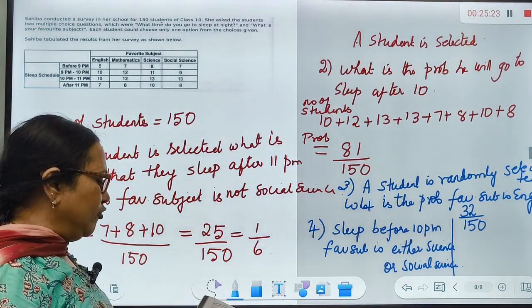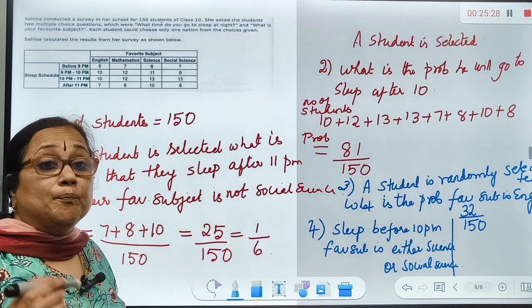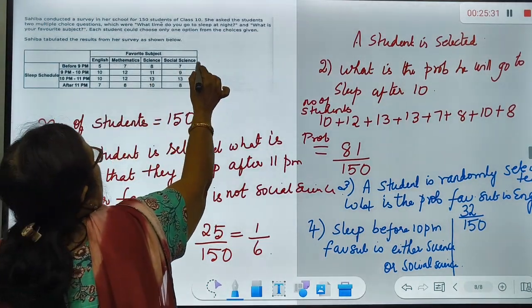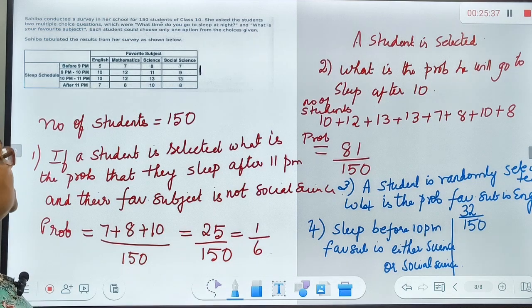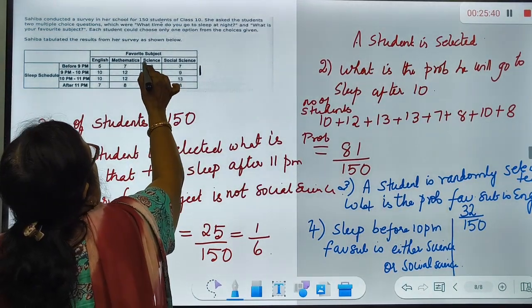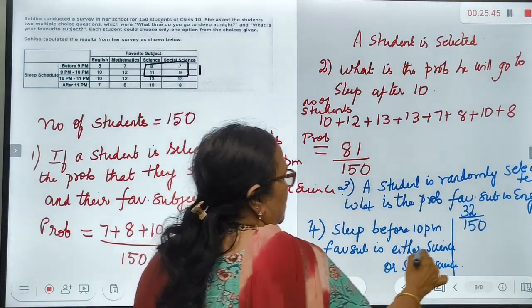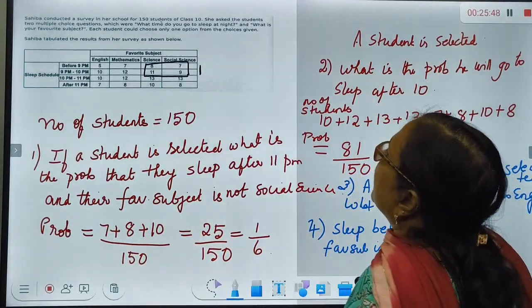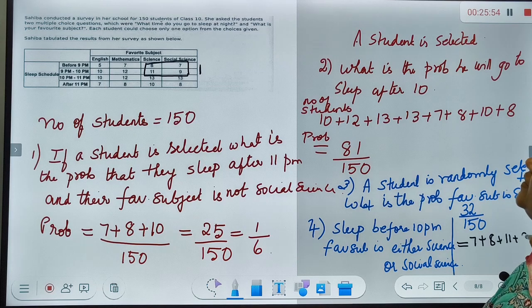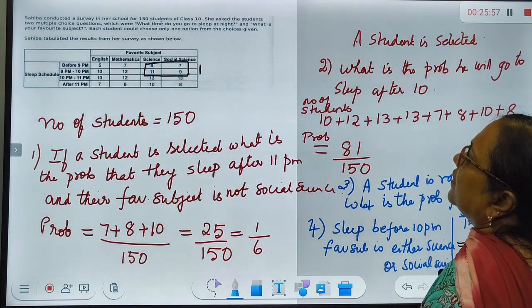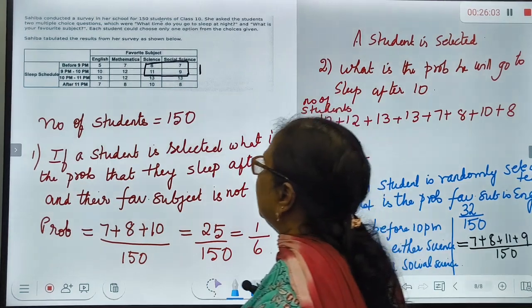They sleep before 10 p.m. A student is randomly selected. What is the probability they go to sleep before 10 p.m.? Before 10 p.m. means these two rows. And their favorite subject is either science or social science. So science or social science, only these two columns. So this will be 7 plus 8 plus 11 plus 9, divided by 150.